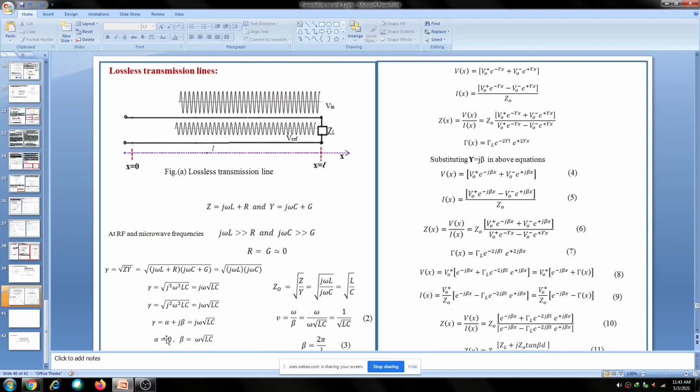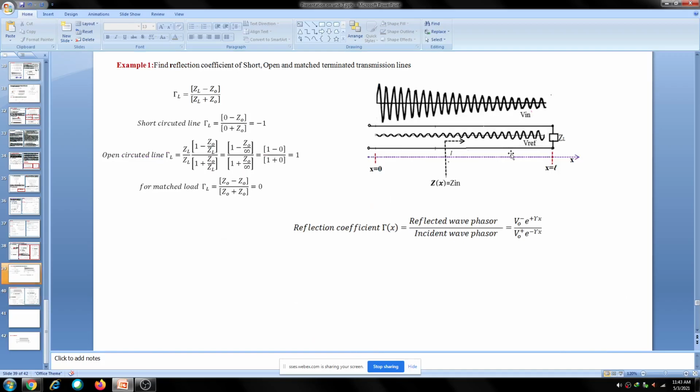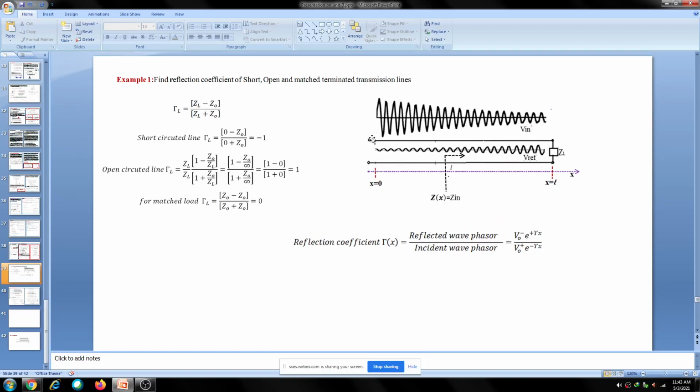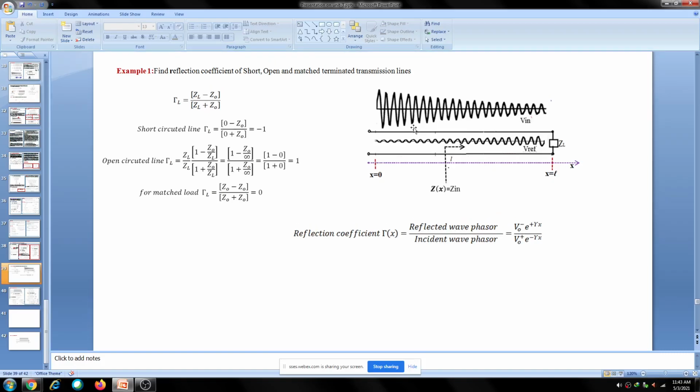Alpha mainly decreases the amplitude of the signal as it moves over the transmission line. Alpha is a function of distance, as we studied here, because of e to the power minus alpha x. The amplitude of the signal goes on decreasing because alpha is not equal to 0. That is why the amplitude goes on decreasing like this, as a function of distance.